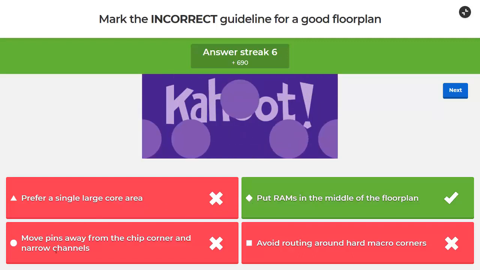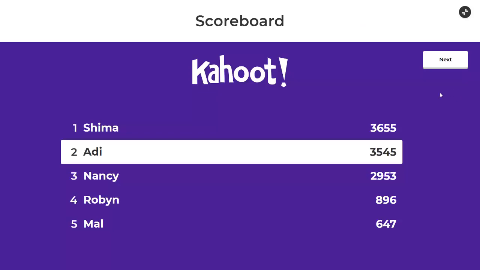Move pins away from the chip corner and narrow channels. Again, it's going to be hard to access those pins that are next to the corner or in narrow channels, and avoid routing around hard macro corners. So the corner is going to take up one side of the routing, so we're going to have to only use the other side, and it's going to cause congestion. On the other hand, put RAMs in the middle of the floor plan. They're going to bother us the most there, so try to get them away from the middle of the floor plan.